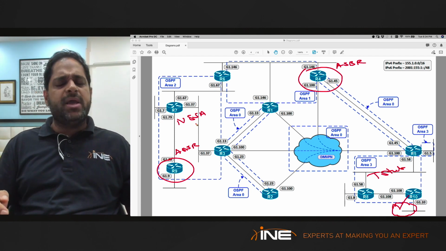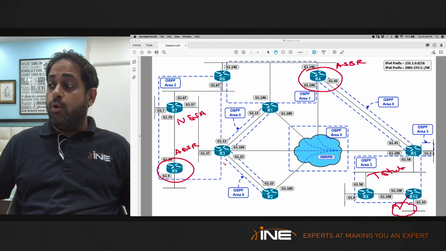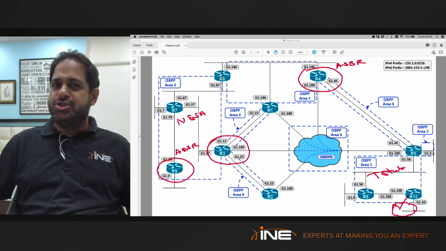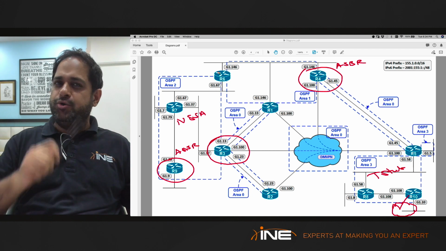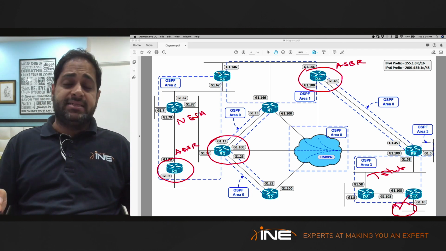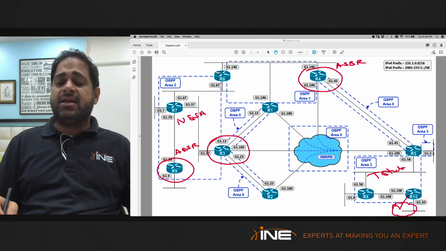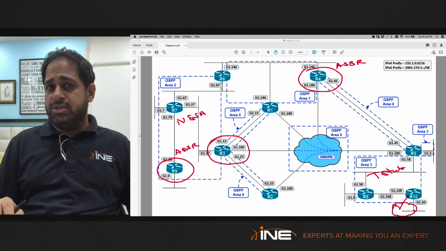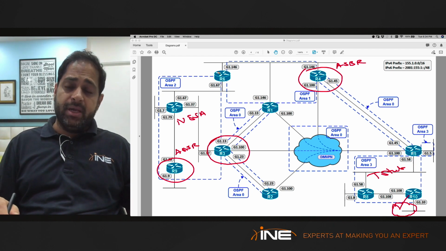Now, who's the ABR for area 2? Only R3. R3 is the ABR. R6 is not an ABR because for you to be an ABR, you need to be connected to area 0. R6 connects to area 1 and area 2, but he does not connect to area 0. So R6 is not an ABR, only R3 is an ABR.